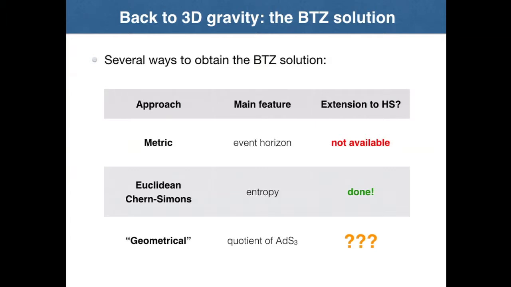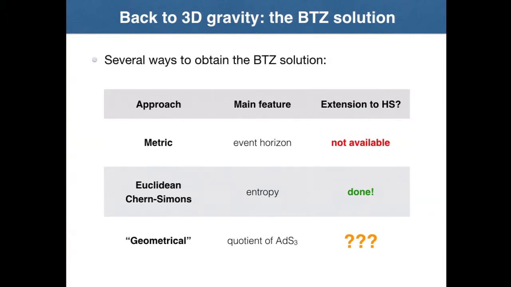And that is a kind of way that is not available in higher spins because the metric is not a gauge invariant object, and then it's kind of not suited to generalization. The other possibility is the one that I briefly recalled, is just that you define a black hole in the Euclidean formulation as being a solution to which you can associate an entropy, and this is the way that has been considered in the literature.